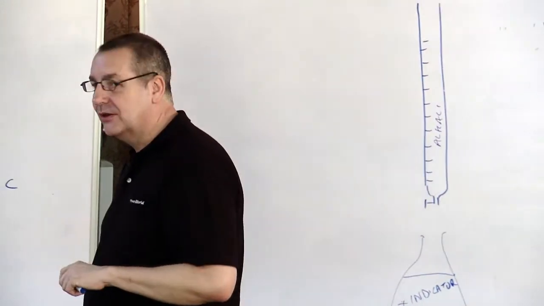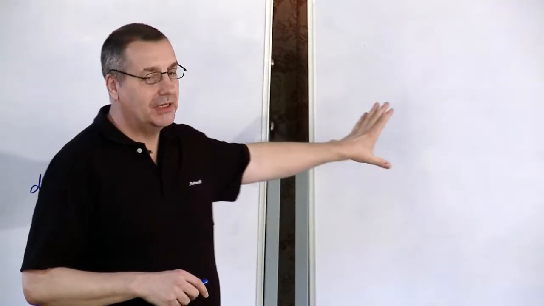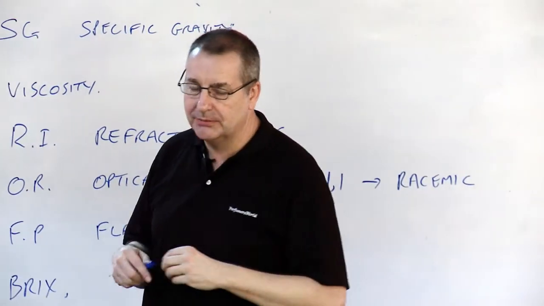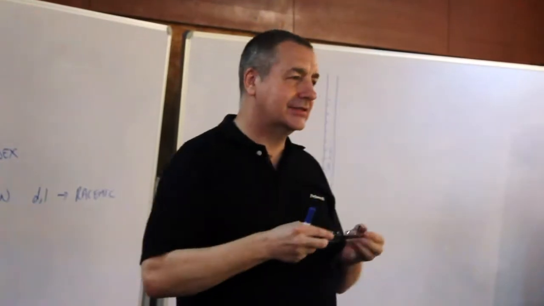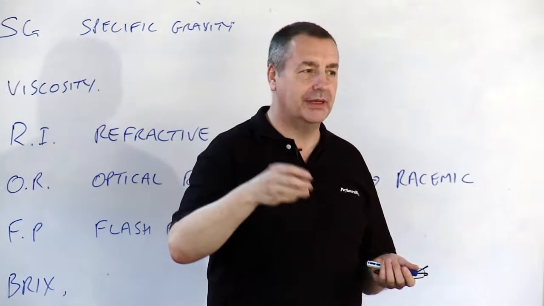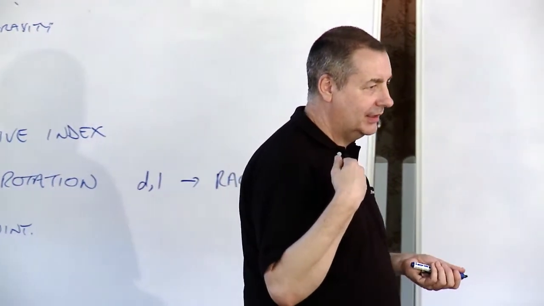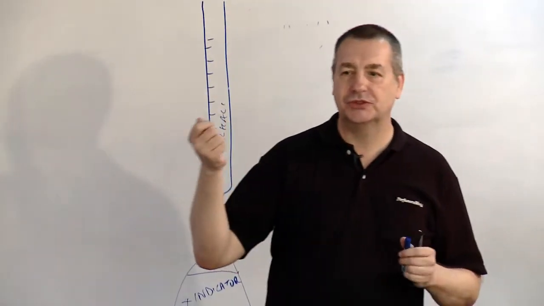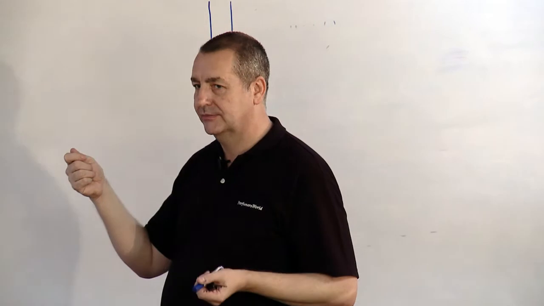Now, ester value, all of these three are measured basically in the same way, yeah? Ester value is a measure of the esters. What are esters? Acetates, butyrates, propionates, formates, yeah? Alcohols and acids which produce an ester.